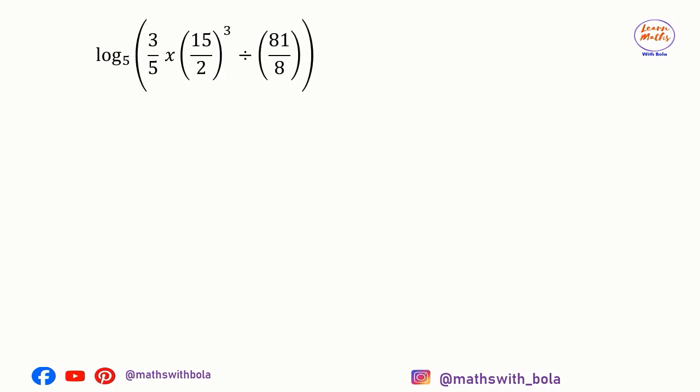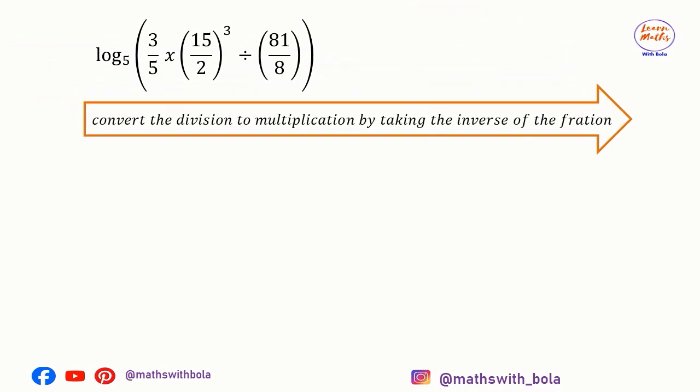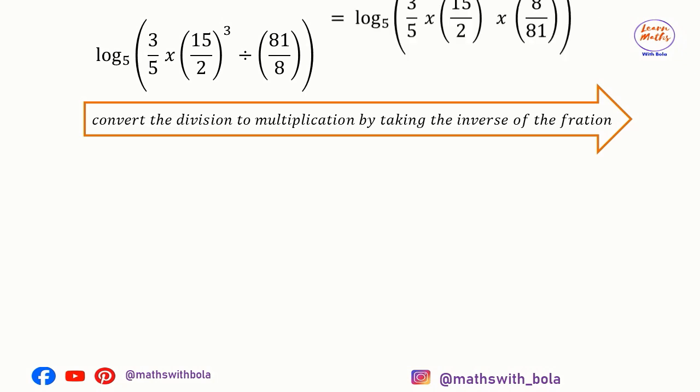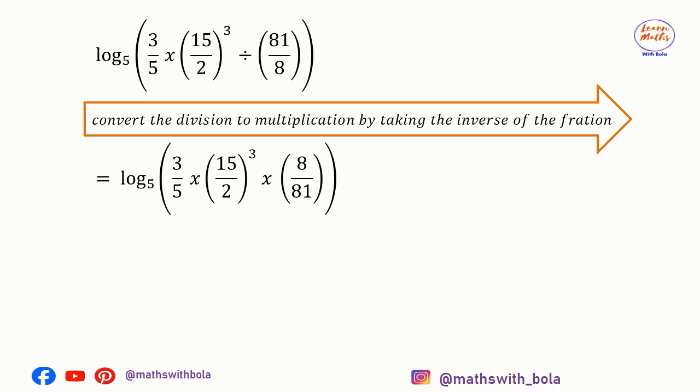So let's move on to open our brackets, and I want us to convert our division to multiplication by taking the inverse of the fraction. Remember that when you are dividing by a fraction this way, you can take the inverse to convert it to multiplication, so that we can have all multiplication, and then it will be easier to solve the question. So we have something like this. You can see that I've turned 81 over 8 to 8 over 81, and division has turned to multiplication.